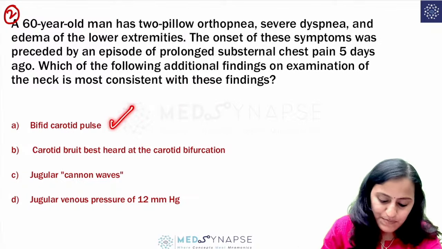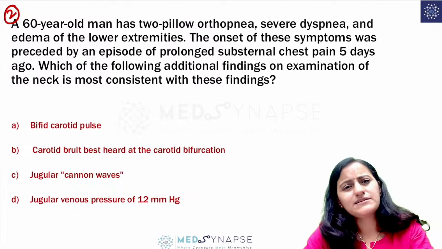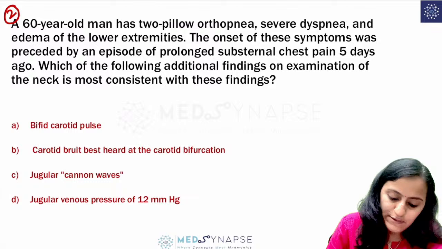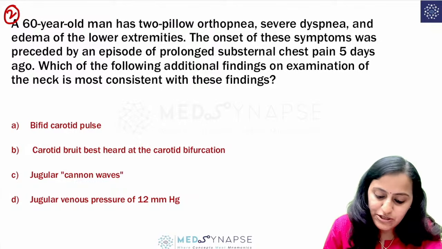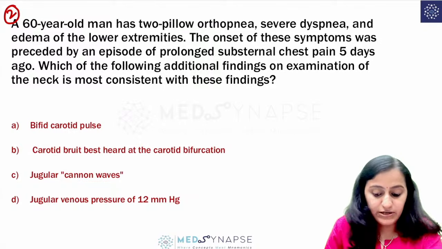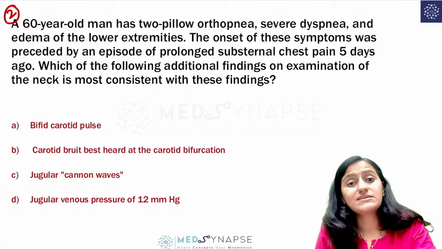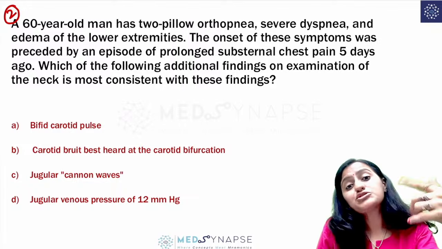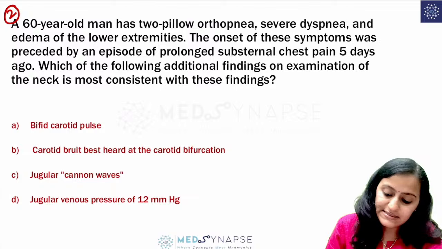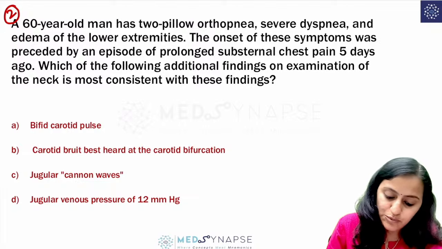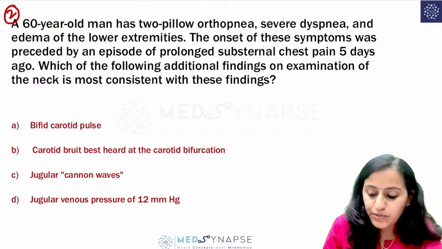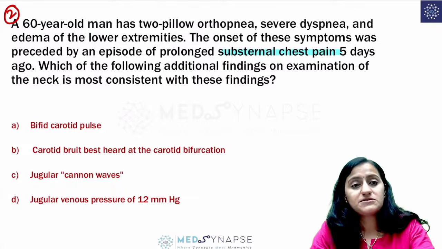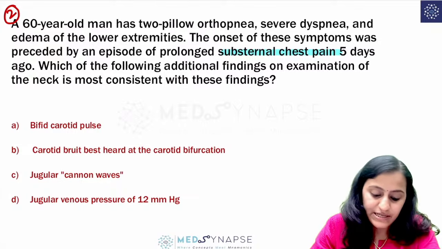So carotid pulse, Cannon waves, jugular venous pulse. So I know that this is something related to cardiology, right? Next, what I will do is read the last line. Which of the following additional findings of on examination of neck is most consistent with these findings? The last line is not telling me anything. So in that case, I will read the second last line. The onset of symptoms was preceded by episode of prolonged substernal chest pain. When it is given substernal chest pain, you start thinking of angina, right?